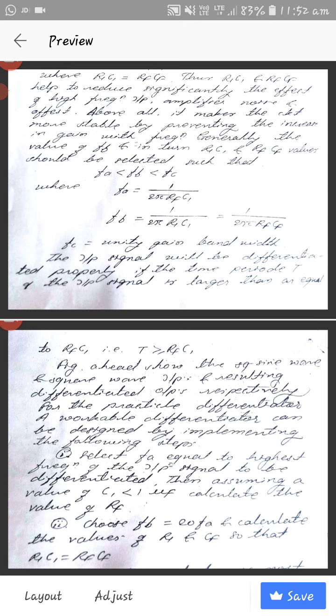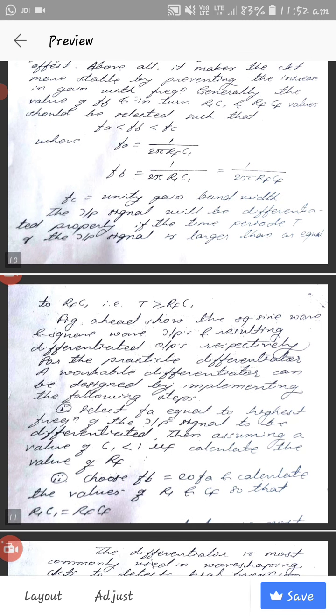Where FA is equal to 1/2 pi RF C1 and FB is equal to 1/2 pi R1 C1, which is equal to 1/2 pi RF CF, because RF CF is equal to R1 C1. Both are the same values. So FB is equal to 1 upon 2 pi RF CF or 1 upon 2 pi R1 C1. Here FC is the closed loop frequency, equal to the unity gain bandwidth.